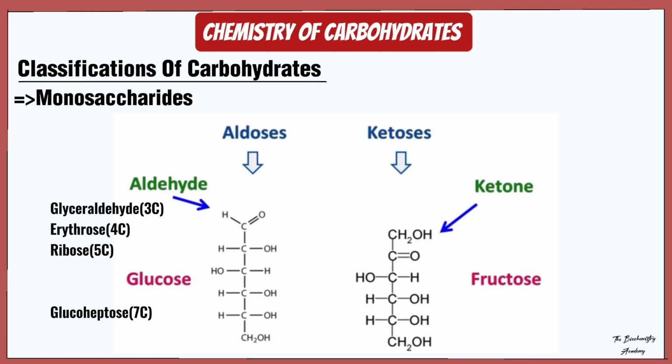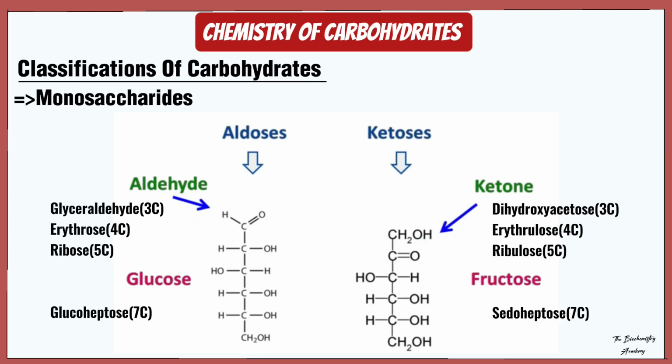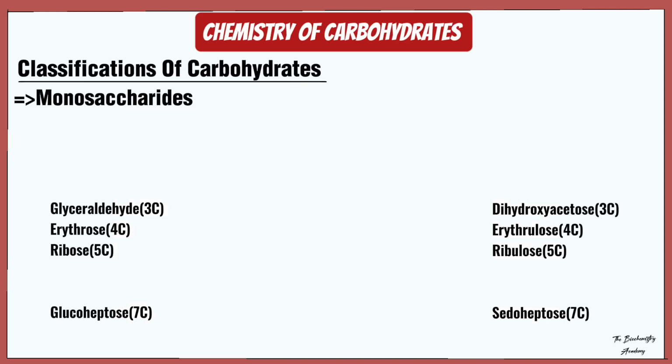And some more examples of ketoses are dihydroxyacetone, which is a 3-carbon sugar, erythrulose, which is a 4-carbon sugar, ribulose, which is a 5-carbon sugar, fructose, a 6-carbon sugar, and sedoheptulose, which is a 7-carbon sugar. So next, let us talk about disaccharides.